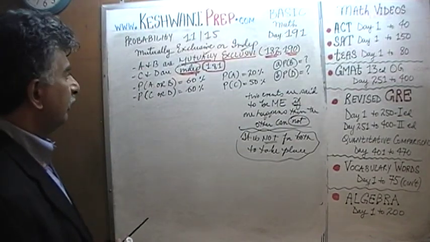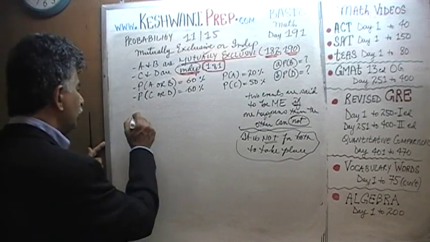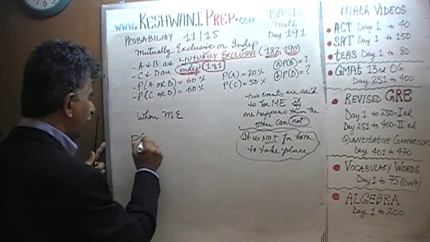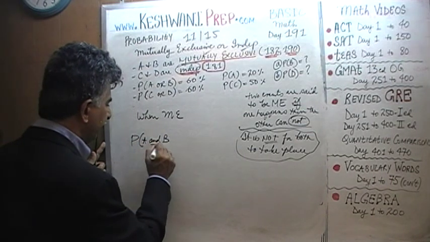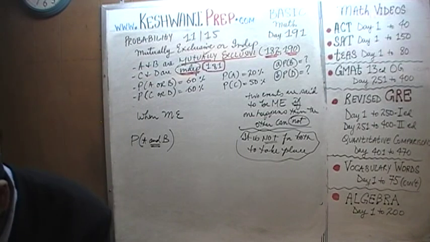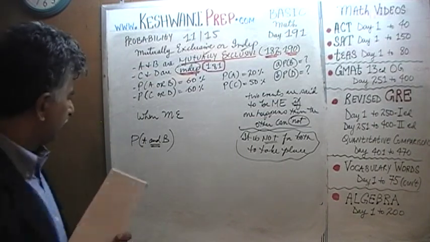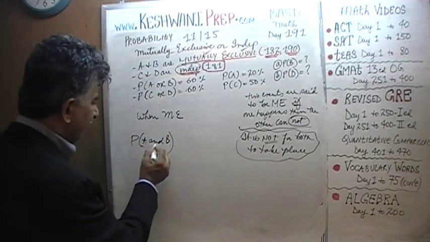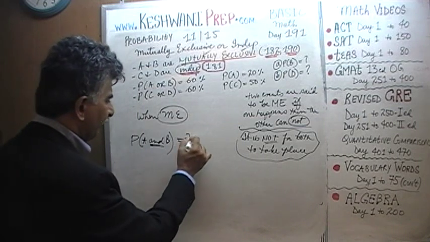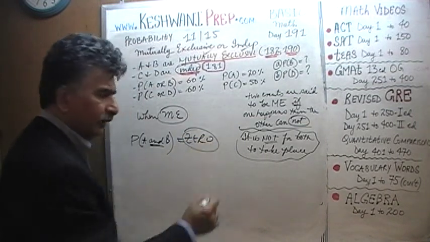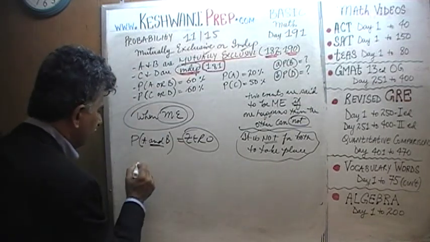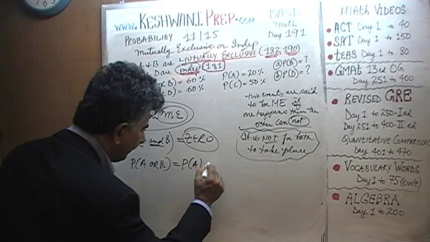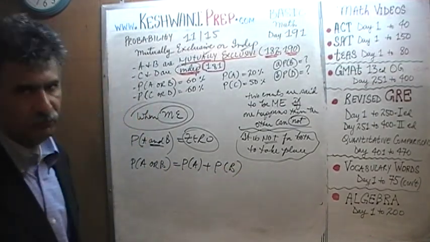Let's start with mutually exclusive. When the two events are mutually exclusive, the odds of A and B happening together is zero, obviously. That's what we just talked about. They cannot both happen. When they are mutually exclusive, the odds of either A or B happening is simply the odds of A happening plus the odds of B happening. That's all it is. That's how simple it is.